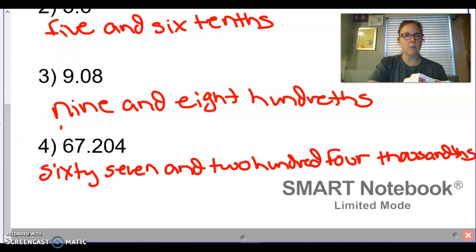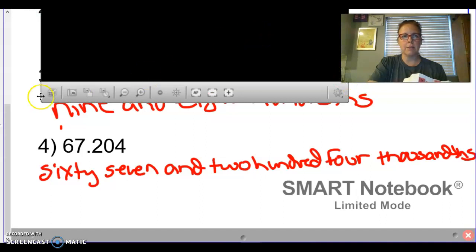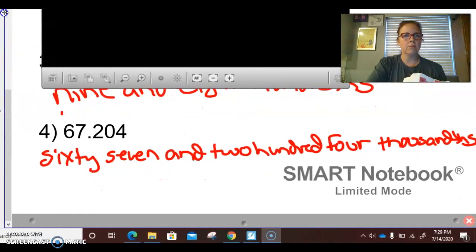Is that my last one? I've got to move my little thing out of the way. Oops, that's not what I meant to do. Go away. Okay, I think that was the last one I was doing. Okay, so I can't move this. Oh, there we go. My goodness.